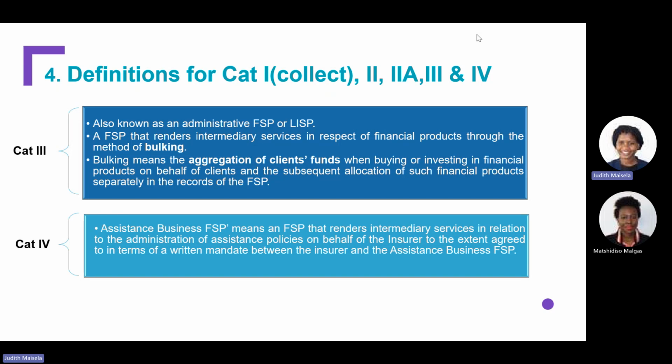Lastly, we have a category 4 FSP, and this is an assistant business FSP, that is an FSP that renders intermediary services in relation to the administration of assistance policies on behalf of the insurer to the extent agreed to in terms of a written mandate between the insurer and the assistant business FSP.